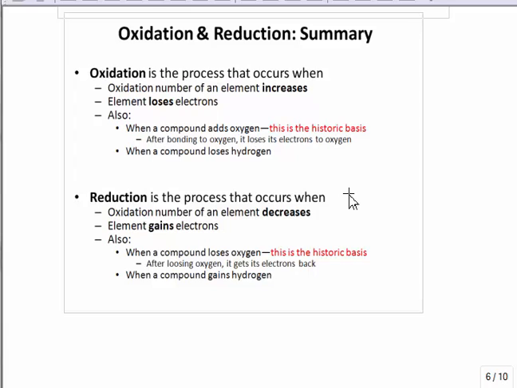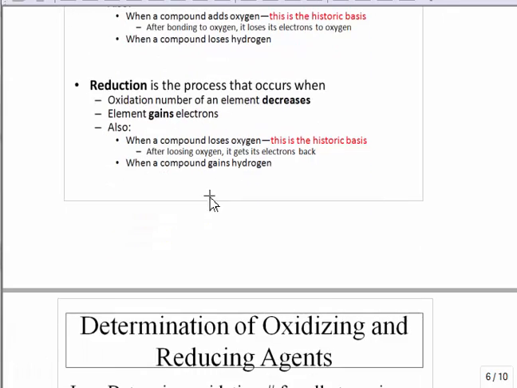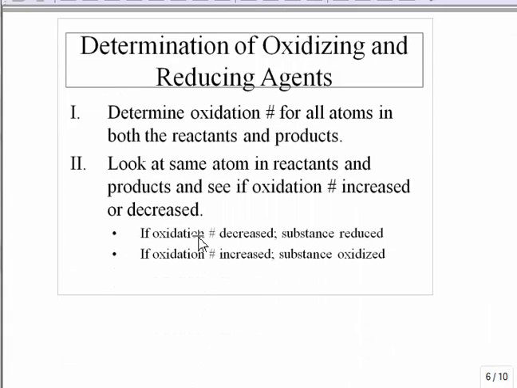Now, when we're dealing with metals undergoing oxidation, this is simply seen as a change in the charge. That is, the metal becomes more positively charged, whereas in reduction, the oxidation number of the element decreases as that element gains electrons. So we can see this pretty simply in some of our metal examples. And so in determining what is being oxidized and what is being reduced in a chemical reaction, we want to pay attention to the oxidation numbers.